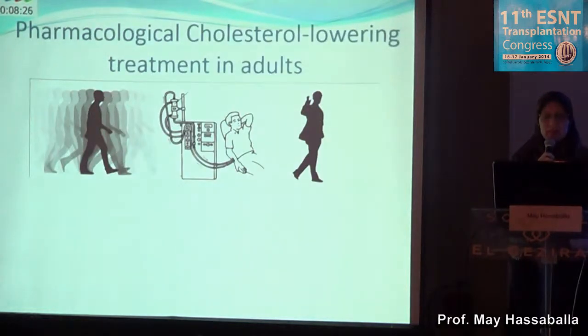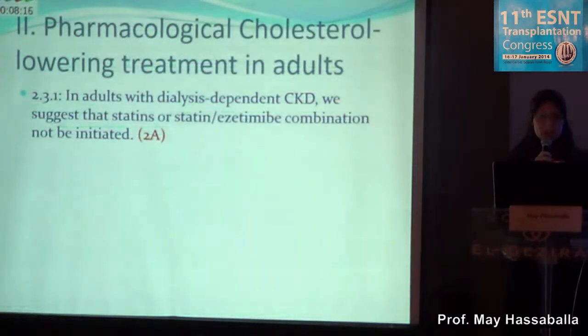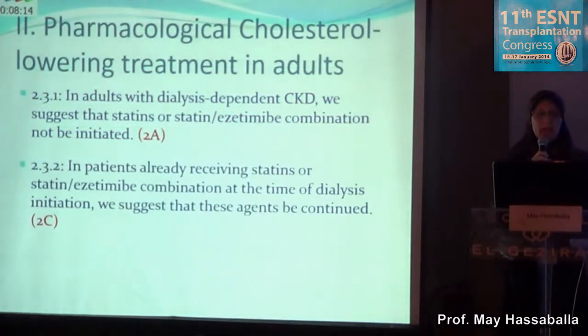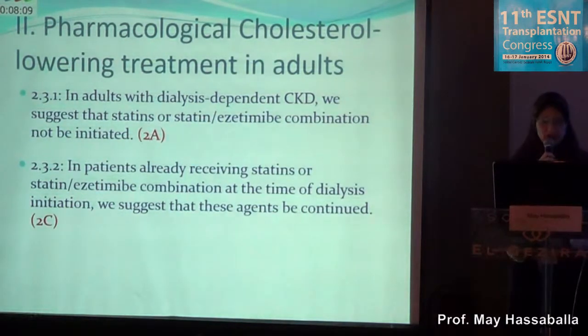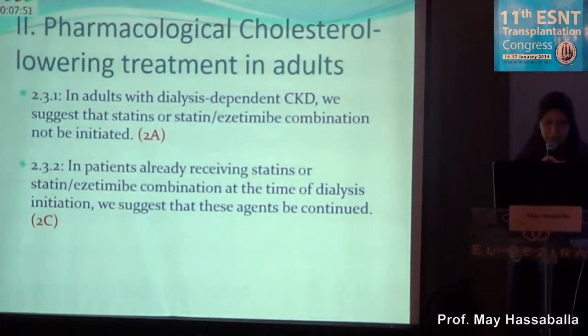So this takes us to the group on dialysis, and the statements are: in adults with dialysis-dependent CKD, we suggest that statins or statin-ezetimibe combination not be initiated, and this is graded as 2A. And in patients already receiving statins or statin-ezetimibe combination at the time of dialysis initiation, we suggest that these be continued, because these patients were included in the SHARP study, and before they reached the stage of dialysis, they did show a benefit. So when they reached the dialysis stage, they found no reason to stop statins.